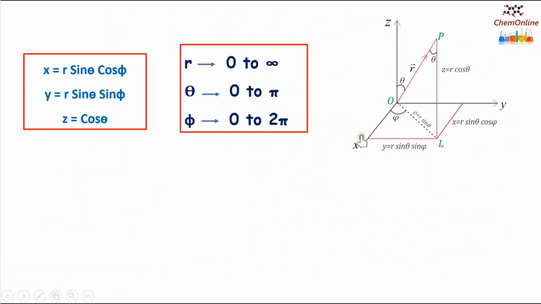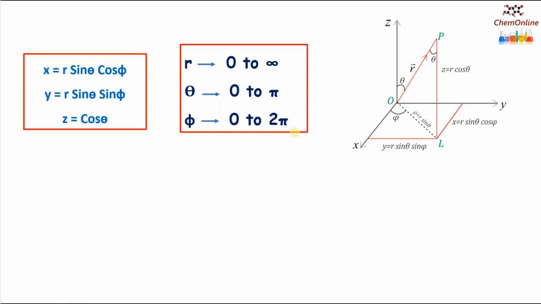Using simple trigonometric relations, we get x equals r sin theta cos phi, y equals r sin theta sin phi, and z equals r cos theta. The value of r ranges from 0 to infinity. The angle theta varies from 0 to pi, and the angle phi ranges from 0 to 2 pi.